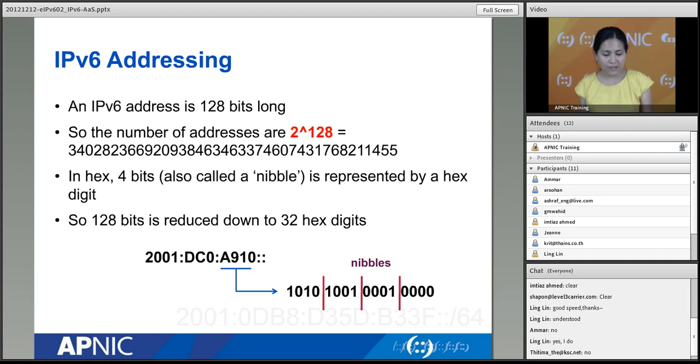Now, IPv6 addresses are very huge. The address space is so huge. If IPv4 is 4.3 billion addresses altogether, IPv6 is 2^128. That is because an IPv6 address consists of 128 bits. IPv4 is 32 bits only.